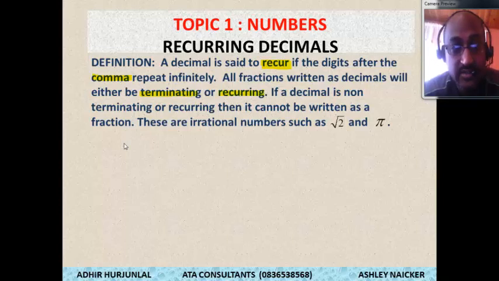If a decimal is non-terminating and non-recurring, then it cannot be written as a fraction. And obviously, this is something you have already done. These are irrational numbers. 2 examples of irrational numbers are root 2 and pi.